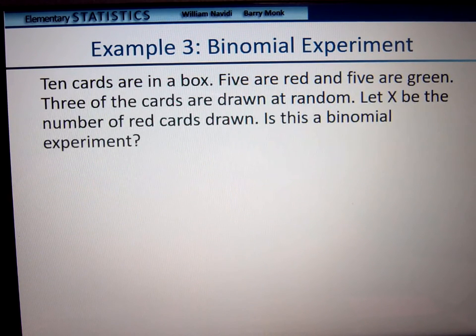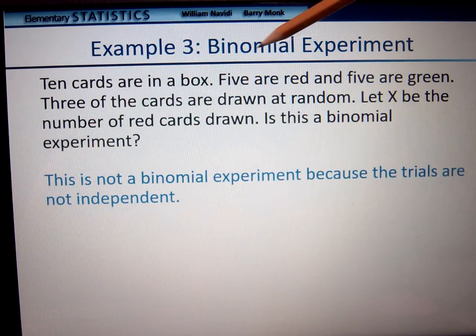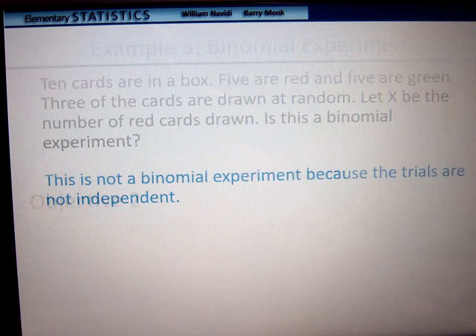10 cards are in a box. 5 are red and 5 are green. 3 of the cards are drawn at random. Let X be the number of red cards drawn. Is this a binomial experiment? It's not. And here's why. The trials are not independent. You have 5 red, 5 green, and 3 cards are drawn at random. Every time you pick a card, since we're not replacing the card, it's not an independent draw. So, no.